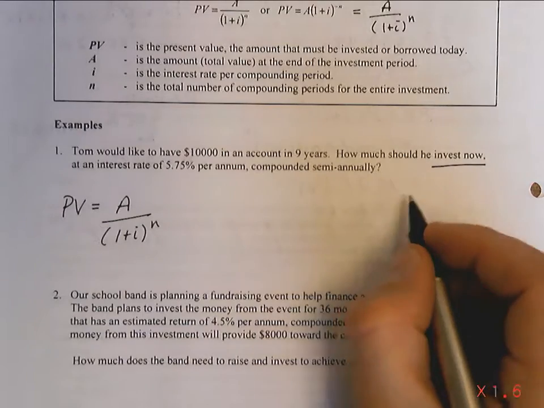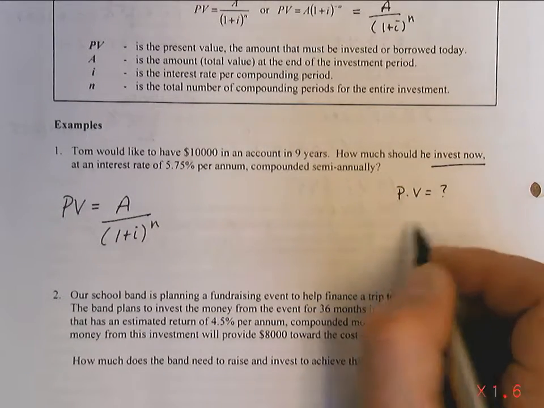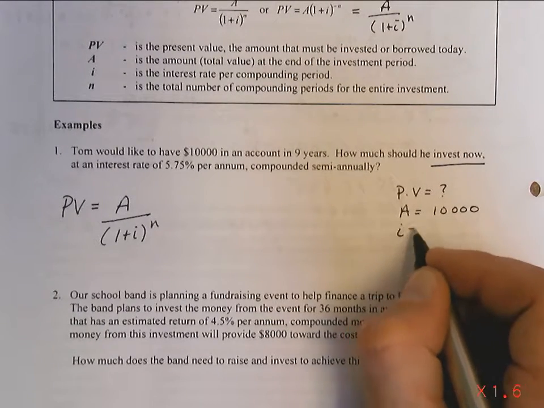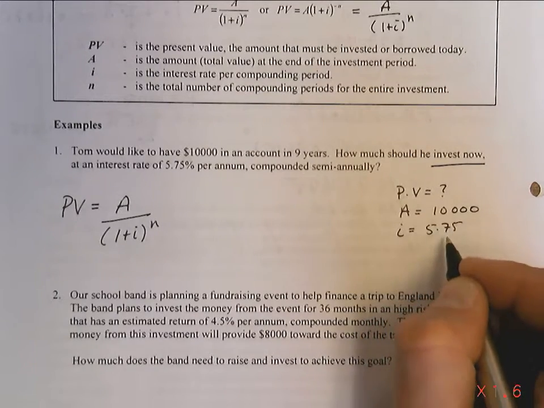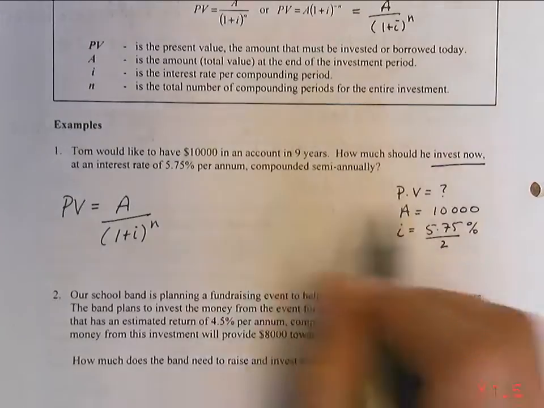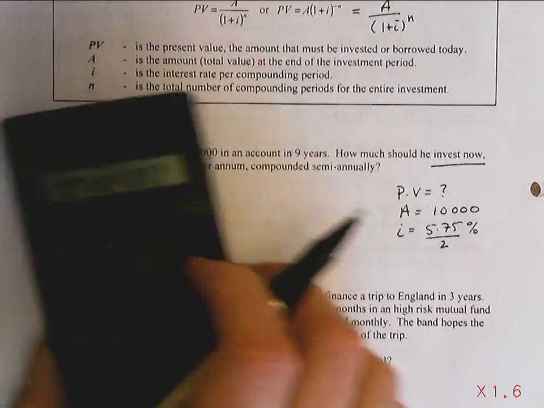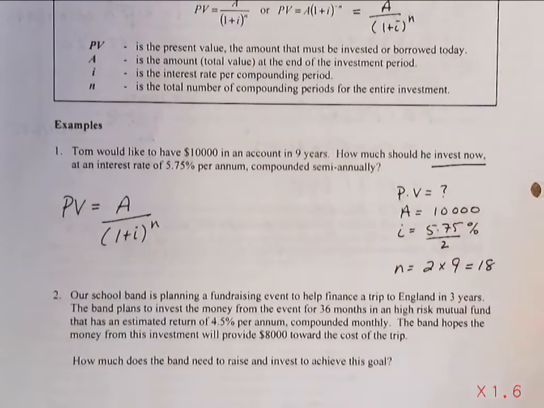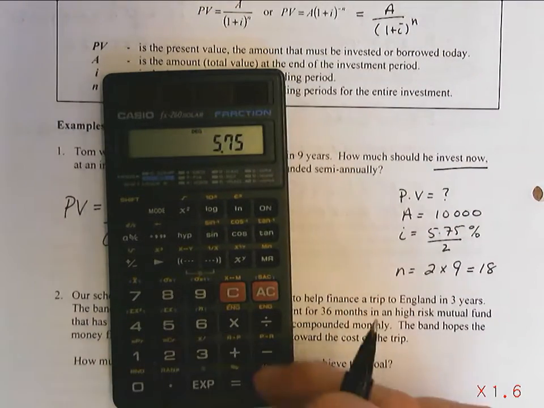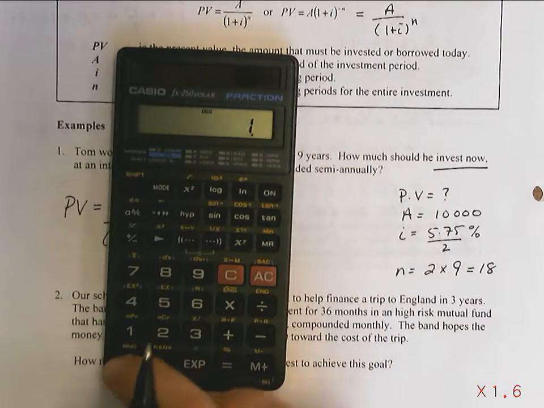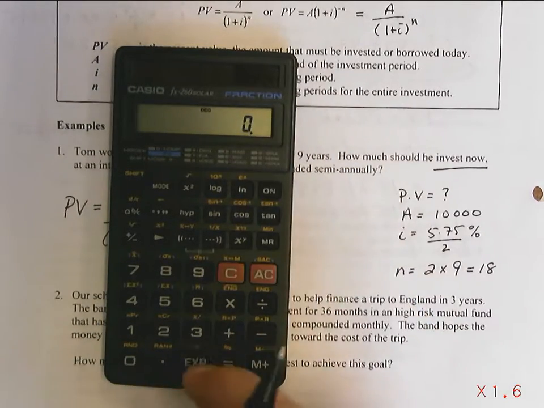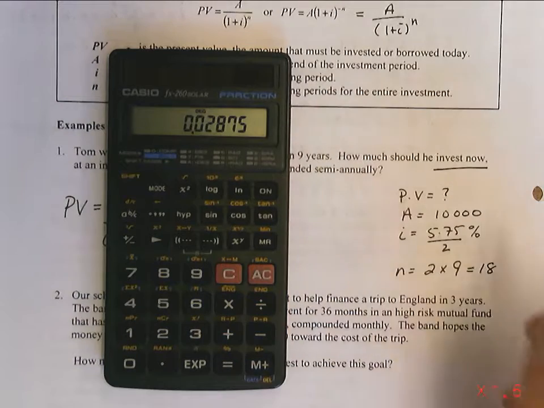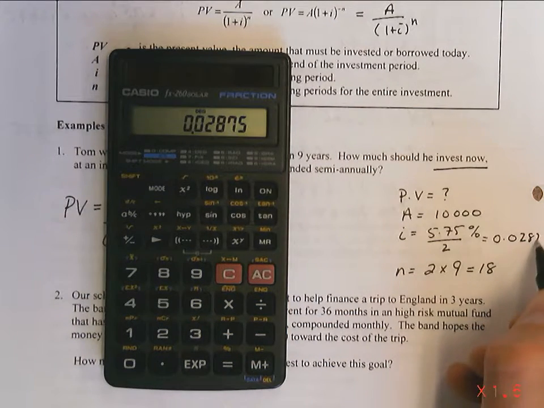Okay, let's put down what we know. We know that the present value is what we're looking for. The amount we want to have in 9 years is $10,000. The effective interest rate is 5.75% per annum divided by 2, compounded semi-annually. So the number of compounding periods is twice a year for 9 years, which is 18. So 5.75 divided by 2, divided by 100, I goofed, and that gives us 0.02875.